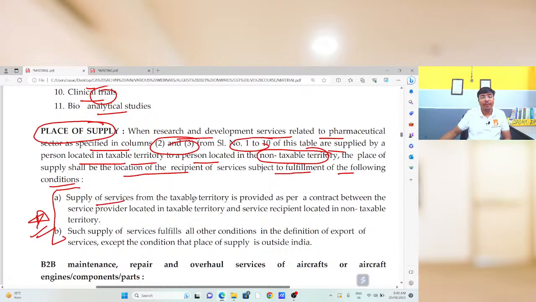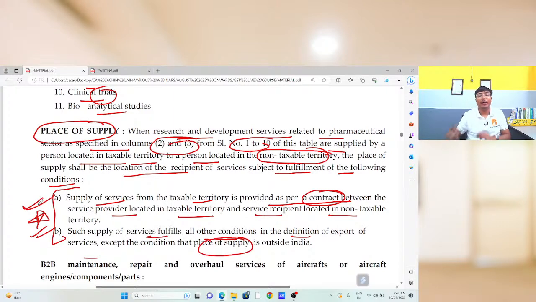Supply of services from the taxable territory is provided as per the contract between the service provider located in taxable territory and the service recipient located in non-taxable territory. So one contract is required. Such supply of services fulfills all other conditions in the definition of export of service except the condition that the place of supply is outside India. In that case, that will be treated as your place of supply being in a non-taxable territory. These conditions are there.